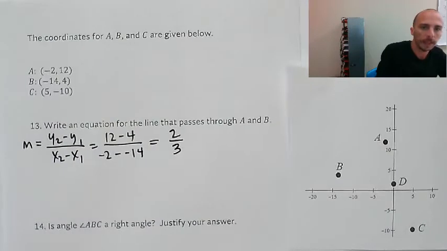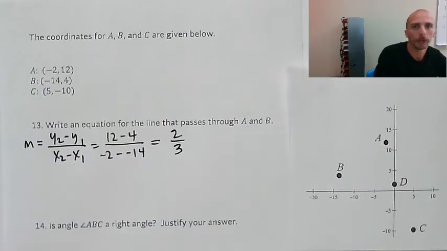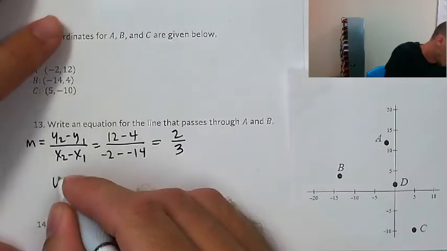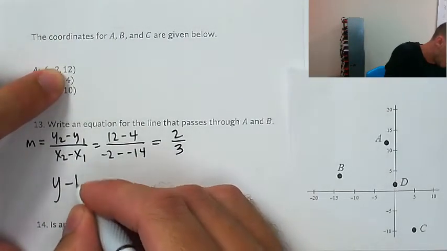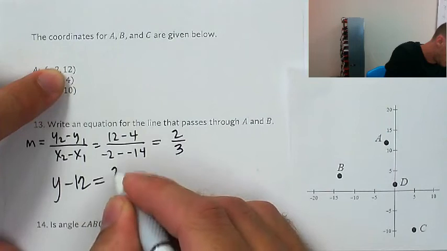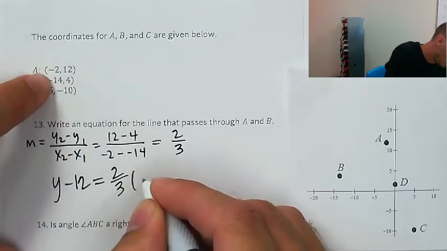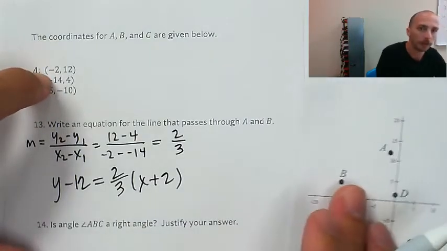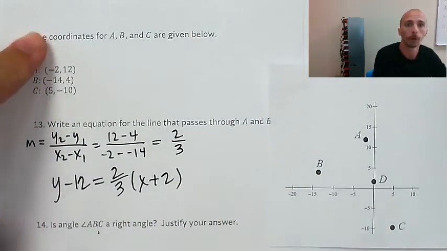Okay. Then I'm going to choose one of the points. It really doesn't matter. Maybe I'll just choose A, right? And then I will say y minus the y coordinate is equal to the slope times x minus the x coordinate. Okay, and it just said write an equation, so that's an equation that'll work for us.